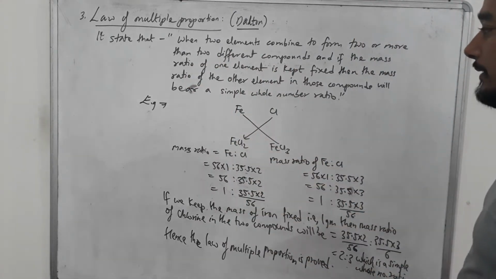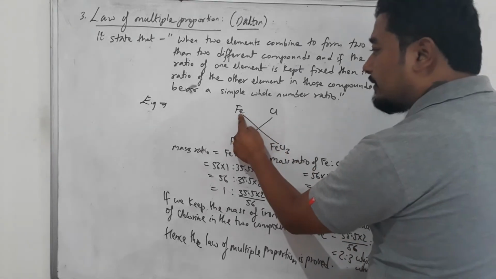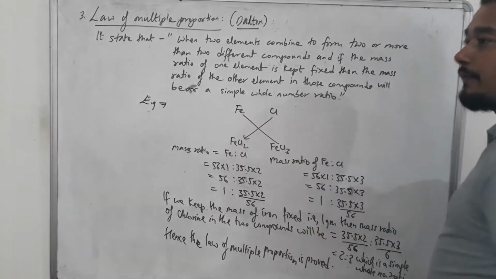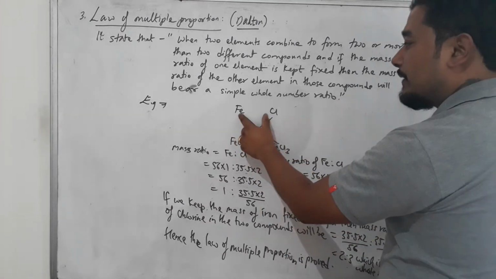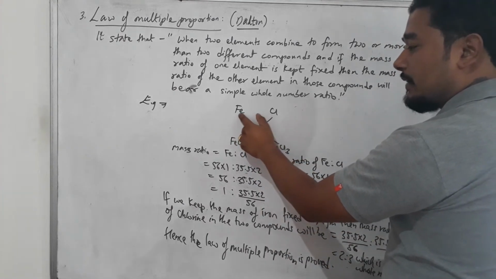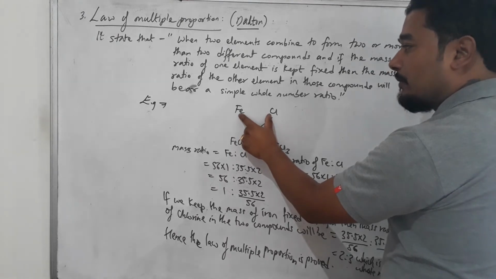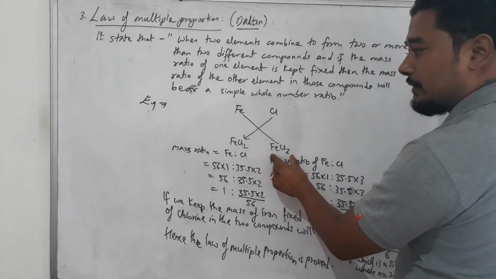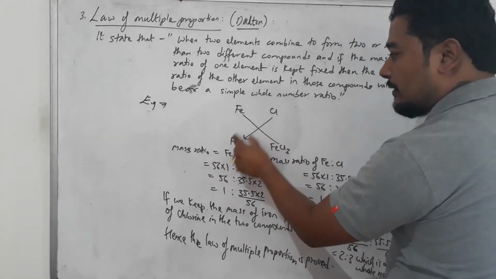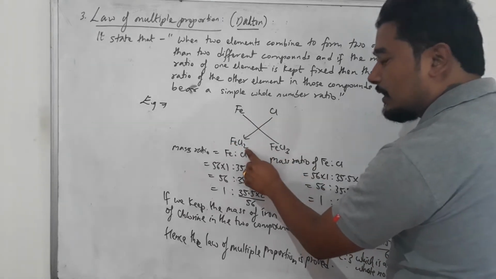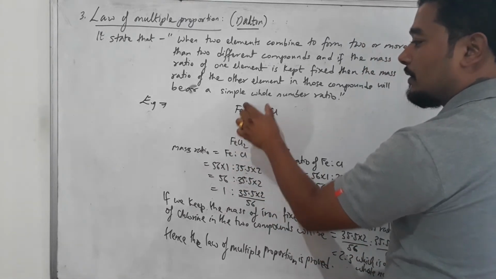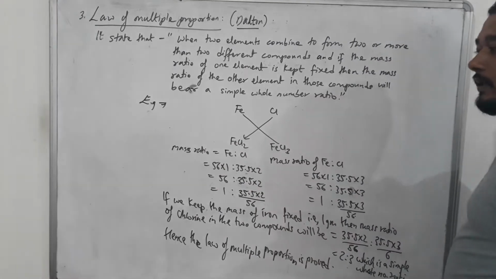As you know, iron has variable valency, and its valency is 2 and 3. 2 is called ferrous, 3 is called ferric. So whenever iron combines with chlorine, it can form more than one compound. And here it is ferrous chloride and ferric chloride. Why ferrous? The valency of iron is 2. Why ferric? The valency of iron is 3. So when these two combine, we get ferrous chloride and ferric chloride.